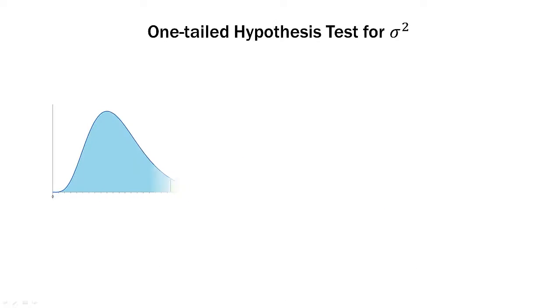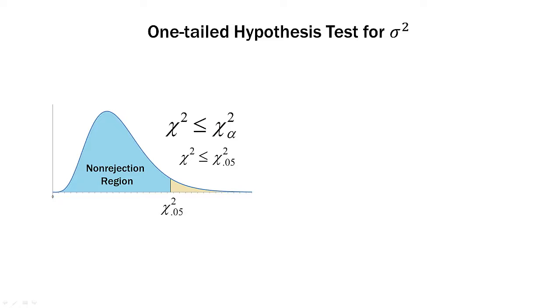So let's go ahead and look at the one-tailed cases. So here we have an upper tail. In this case, the chi-square value, the blue region, is less than or equal to the chi-square at this alpha level. Remember, our alpha level is 0.05, so this brown region is 5%.